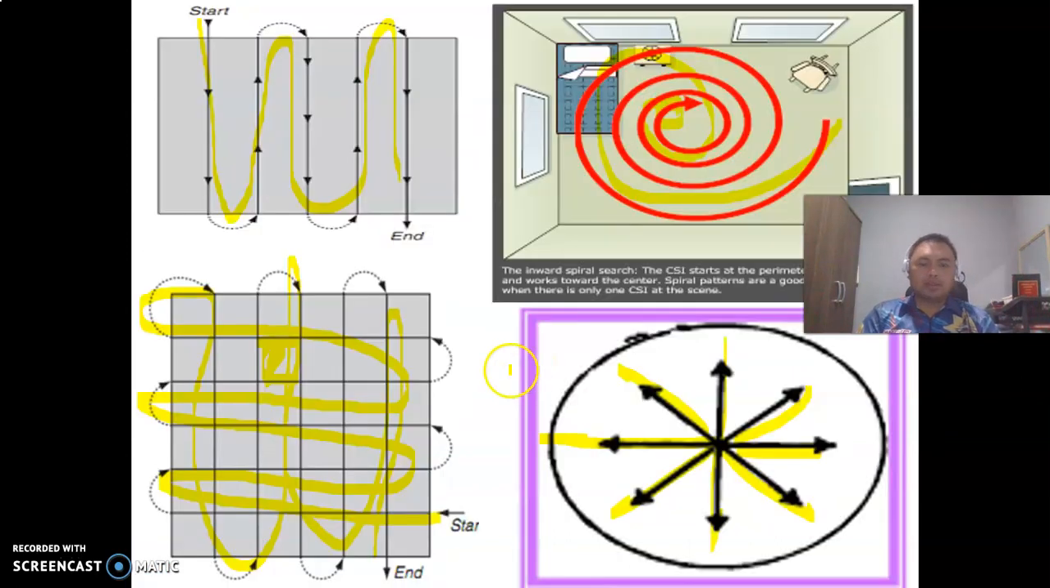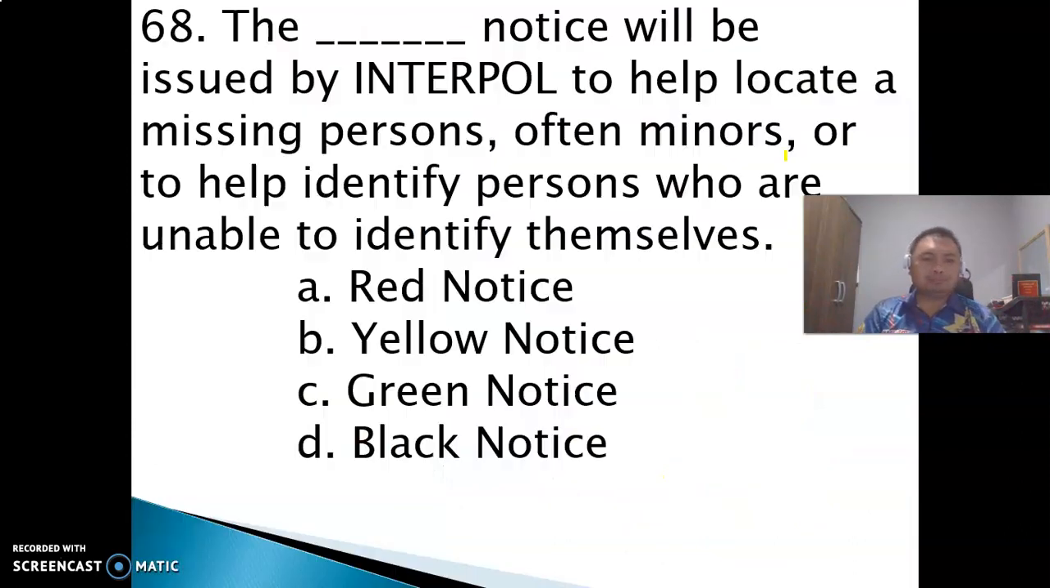Wala dito yung zone method. Yung zone method, ito yung quadrant, ito yung zone area, i-divide nito into quadrants. Okay, may quadrant yan.